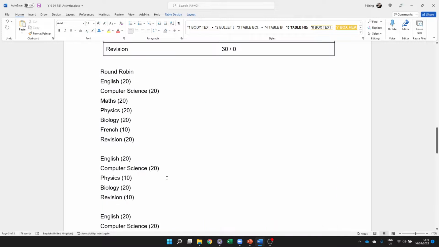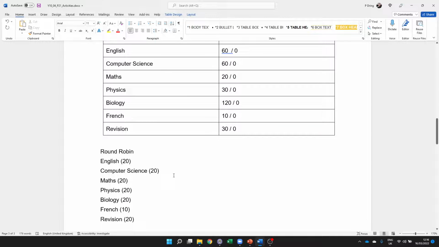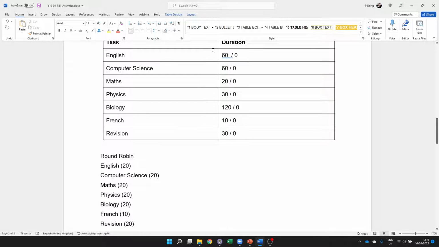First in, first out means whatever's delegated first gets done first. Lots of people do this for their homework.